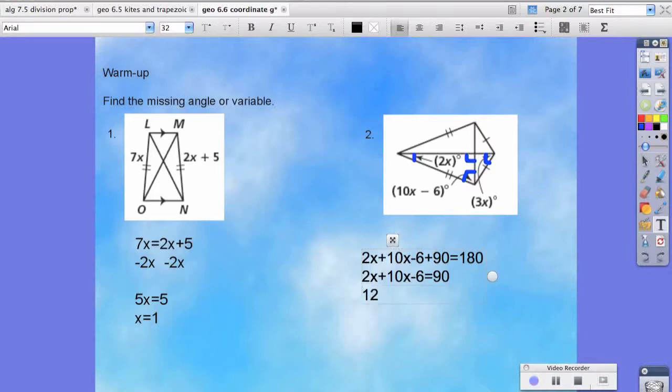So we're going to have 12x minus 6 equals 90. Add 6 to both sides. 12x equals 96. And when we divide by 12 on both sides, we get x equals 8.